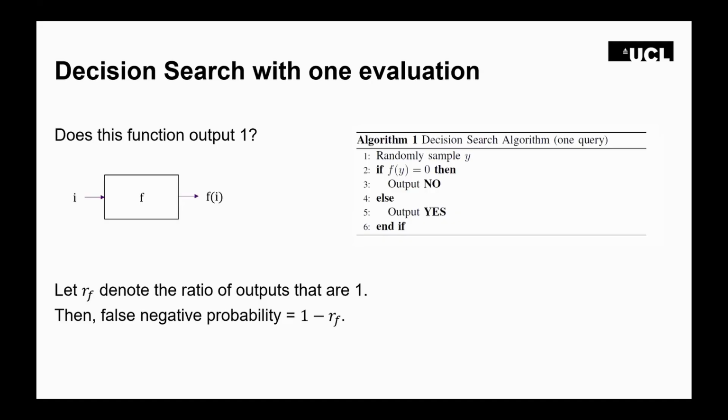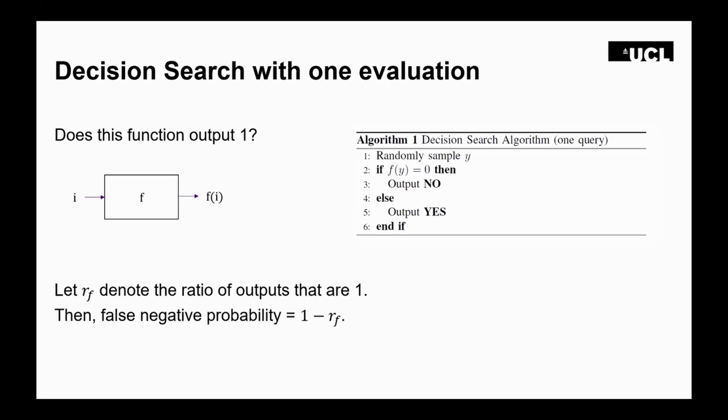Now, if we use the quantity R to determine the ratio of outputs that are 1, so for example, if the function had output 1 on every input, then R would be 1. Otherwise, if it was a balanced function, then R would be 0.5. If we use that quantity R, then the probability of this algorithm failing is 1 minus R. That's the probability of you picking one of the zeros.